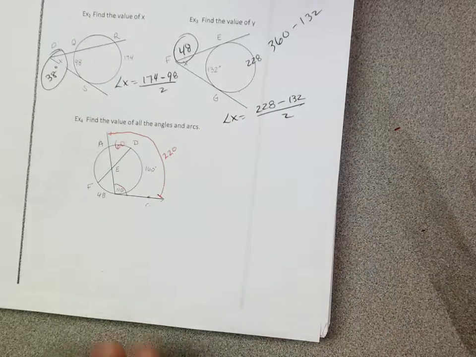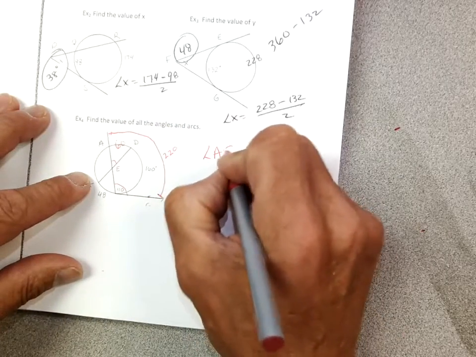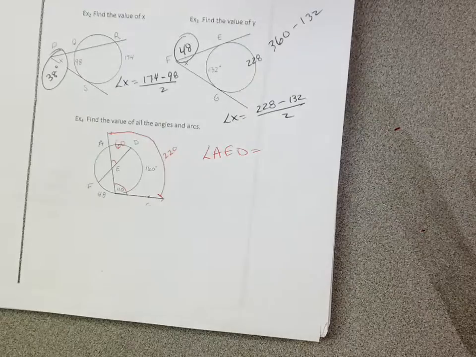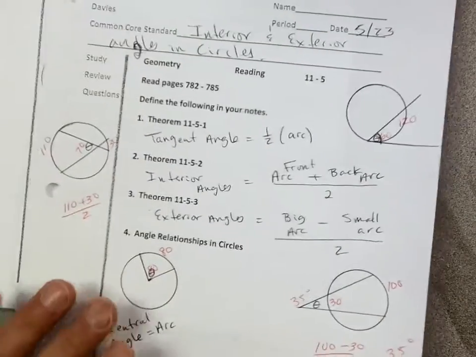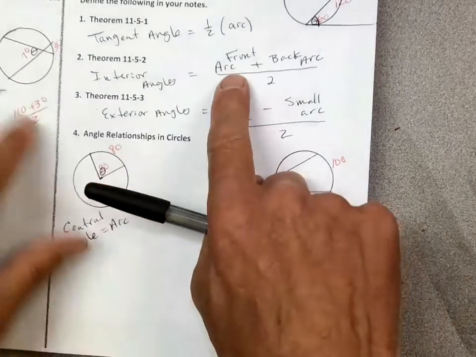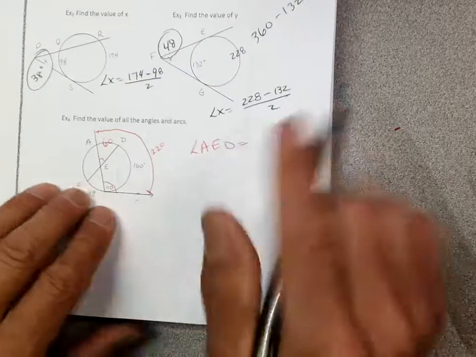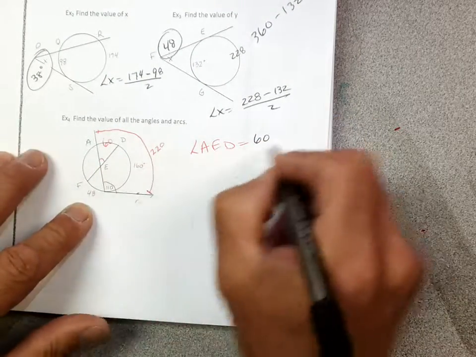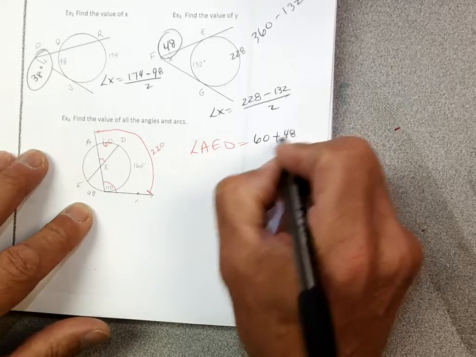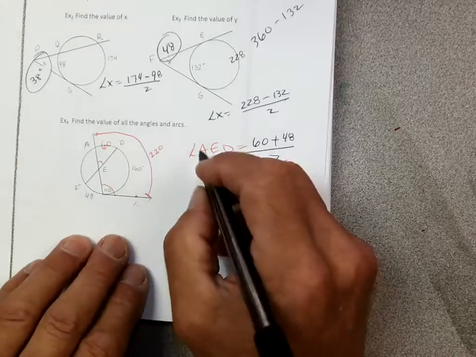But let's find out that angle. In fact, let's find out what angle AED happens to equal. Okay. To find angle AED, it's interior, right? So to do interior, I'm going to do my front arc plus my back arc divided by 2, right? So let's do that. I'm going to go my 60 plus my 48 divided by 2, okay? All right, let's do that. So 60 plus 48 divided by 2, I get 54 degrees.